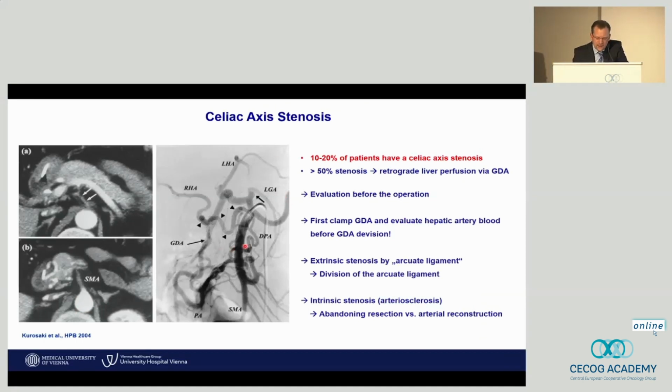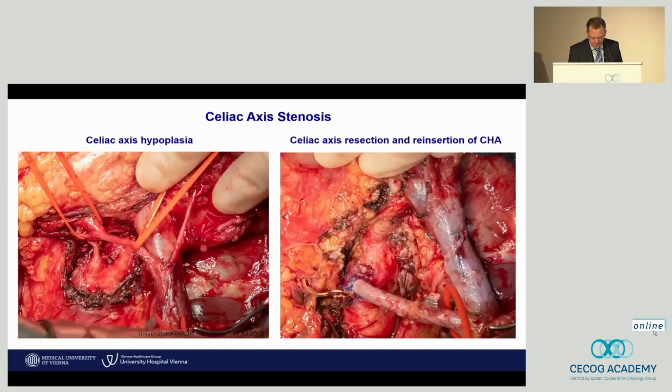Another relevant factor is celiac axis stenosis. If you have a stenosis of the celiac axis, there is a collateralization of the hepatic artery perfusion through the pancreatic head. And if you then do a pancreatic head resection, you take away these collaterals and the patient will have liver ischemia. This is relevant, and there are different techniques to address this problem. In this case, for example, usually there is the so-called arcuate ligament, which makes an extrinsic stenosis by compression of the celiac axis, and this can be addressed by surgery.